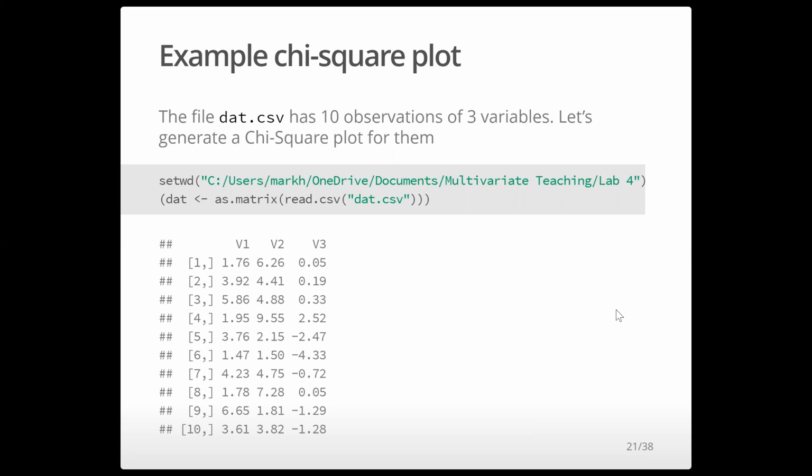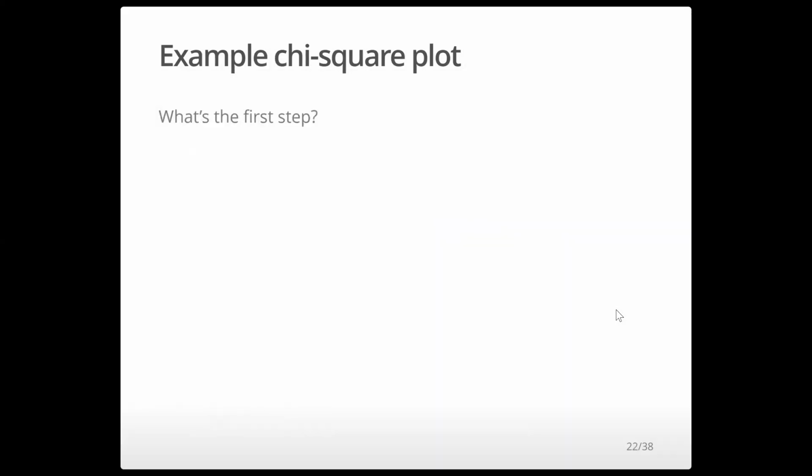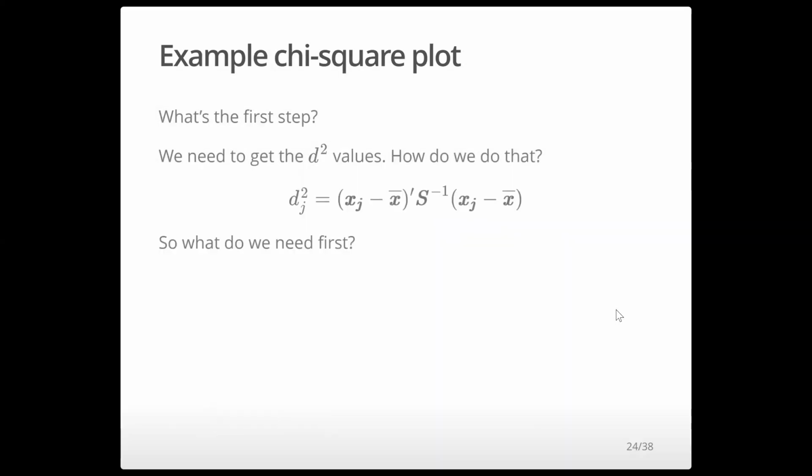So this is a data file that has 10 observations of 3 variables. And so we can use it to generate a chi-square plot similar to our QQ plot. So the first step is going to be to get the d squared value. So how do we do that? We use our sample mean vector and our sample covariance matrix, and we just get the quadratic form of our squared error the same way we did in the last video for the population distribution.